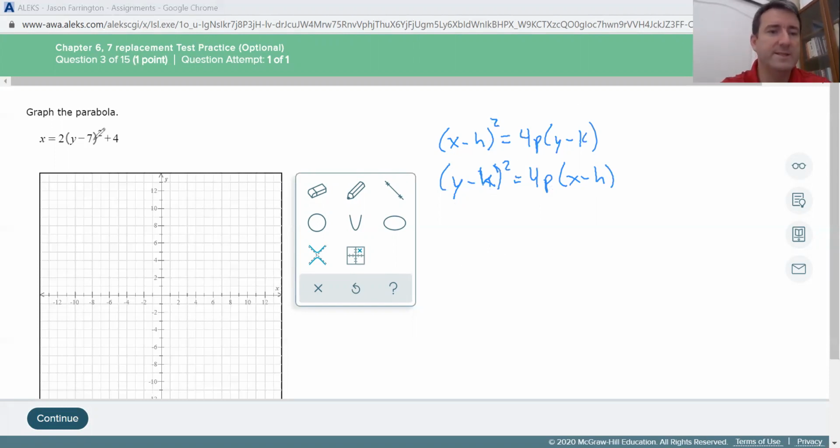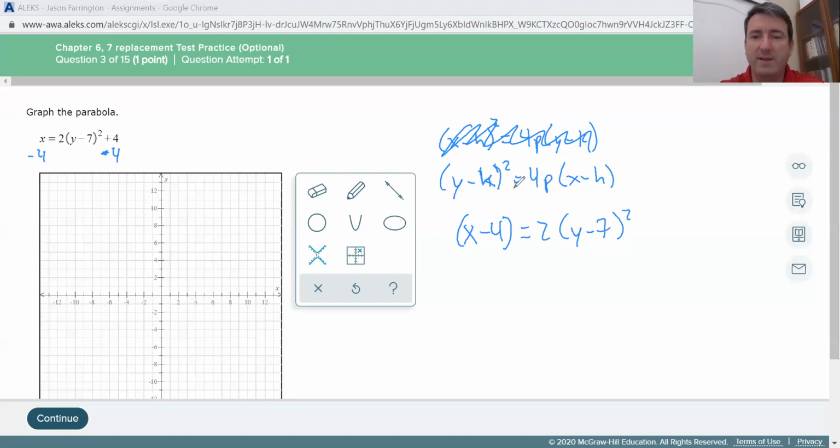All right, here we can see that the y is being squared here, so we're going to use this one. Let's cross out this one. So we want to make this look like this. So let's first subtract 4 from both sides. So we get x minus 4 is equal to 2 times y minus 7 squared.